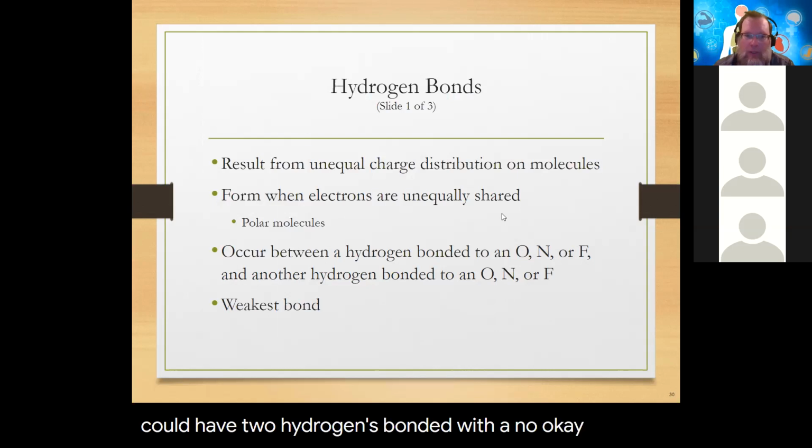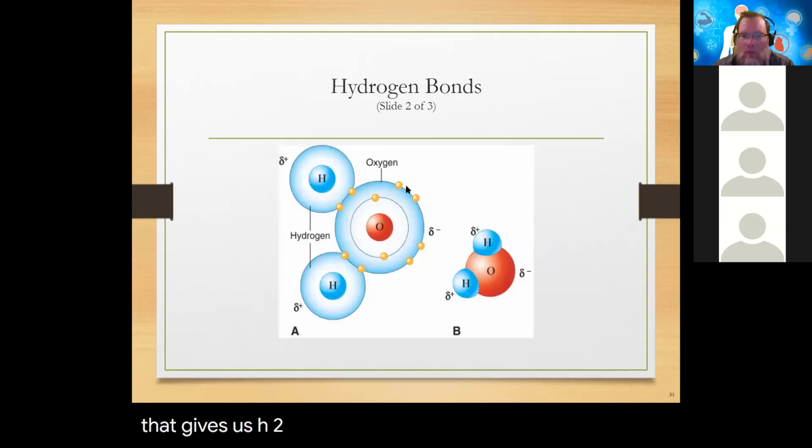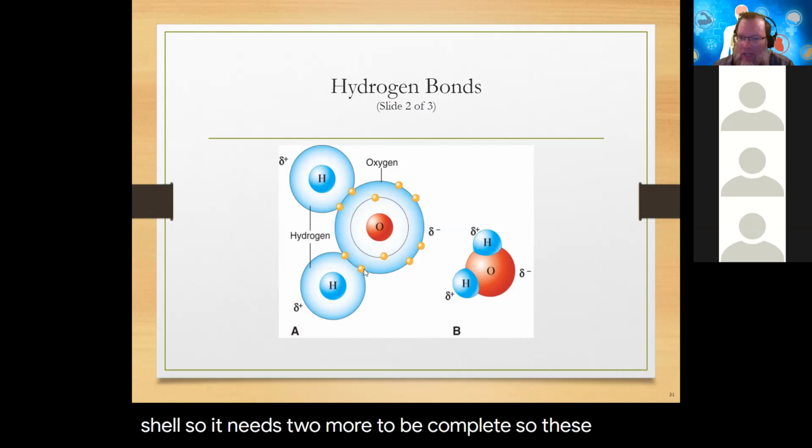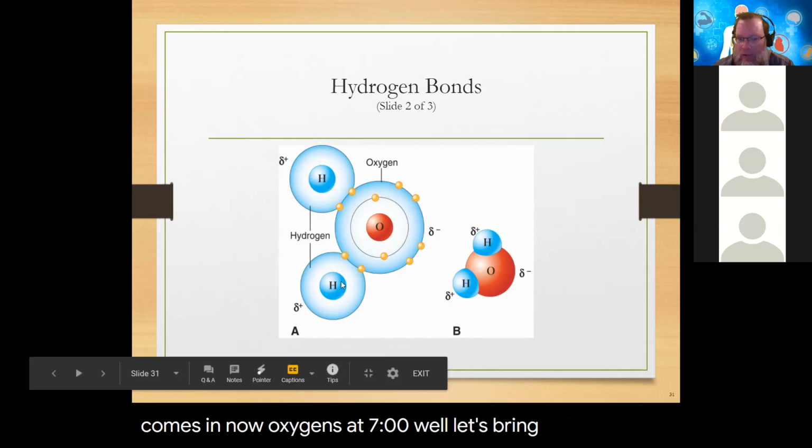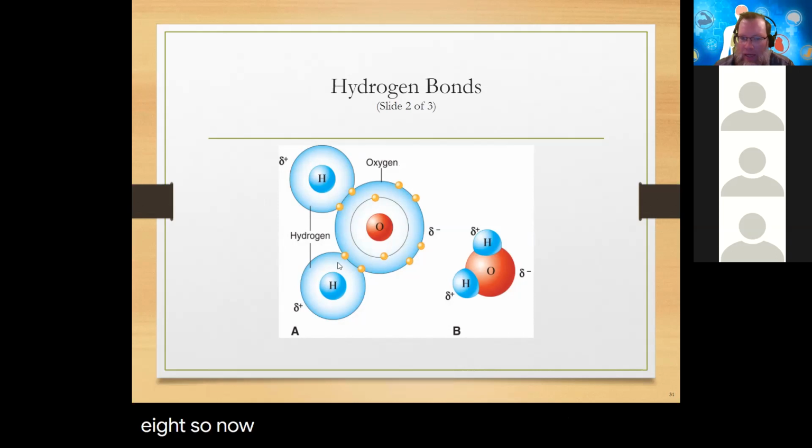Okay. For instance, that gives us H2O. So remember, oxygen has a 6 in its outer shell. So it needs 2 more to be complete. So these are almost like covalent bonds, right? Electron sharing. Hydrogens, remember, have 1 each. So if one hydrogen comes in, now oxygen's at 7. Well, let's bring another hydrogen in and make it an even 8. So now the oxygen gets satisfied. It has its 8. Hydrogen is satisfied because it has 2.